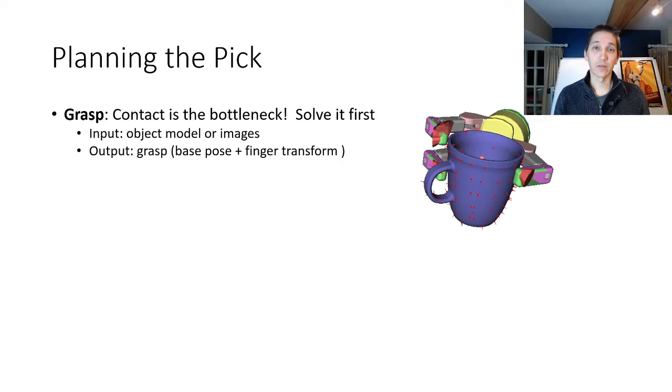So let's look first at the pick stage of the pick and place process. The first step is to plan the grasp. There's a number of good reasons for this, and the main one is that contact is essentially the bottleneck for the whole pick and place process. So we want to solve it first. And we've seen how to do grasp planning in previous lectures.